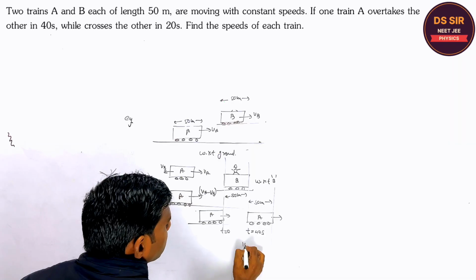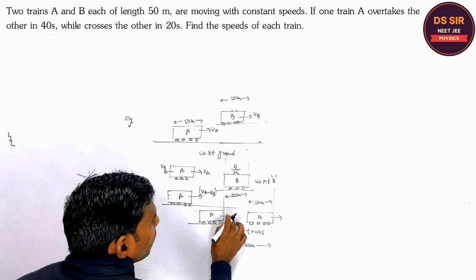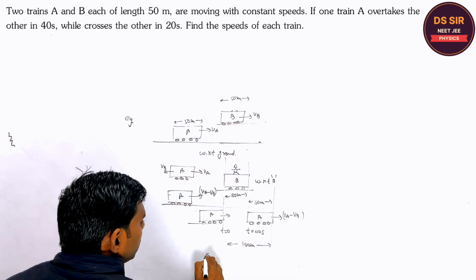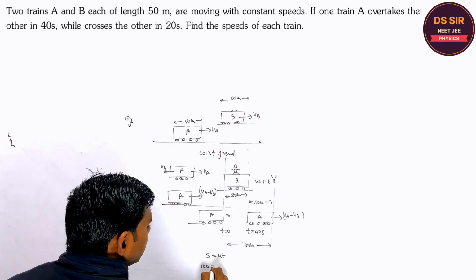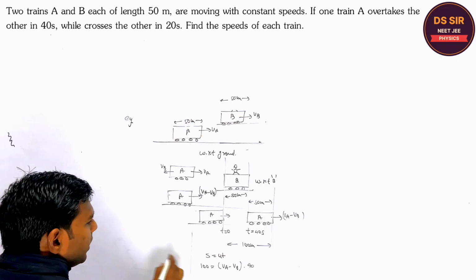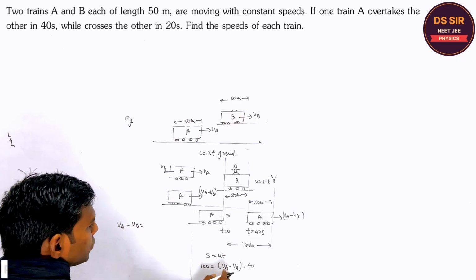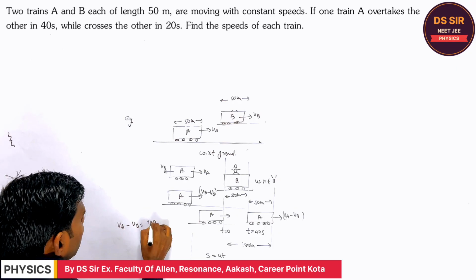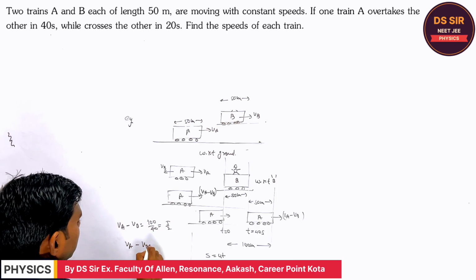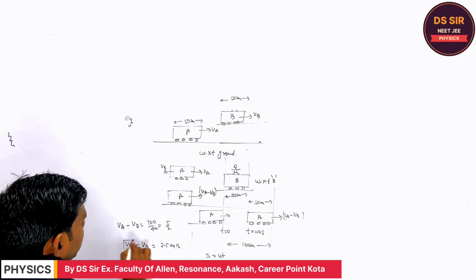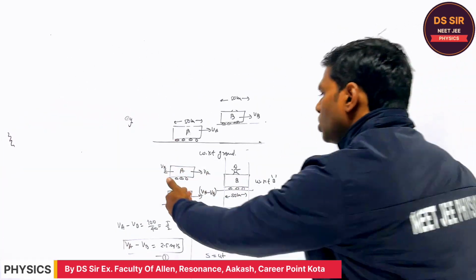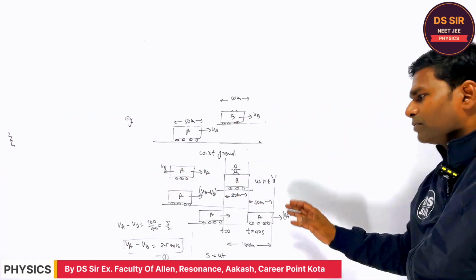So what is the distance covered? Say 100 meter. By what velocity is it covered? The relative velocity is VA minus VB. So S is equal to UT. The distance is 100, VA minus VB, and the total time is 40. Fine. From here, VA minus VB is equal to what? 100 upon 40 is equal to 5 by 2. VA minus VB is equal to 2.5 meter per second. So this is the one equation when the car A is overtaking the car B. Is it clear? Copy this.